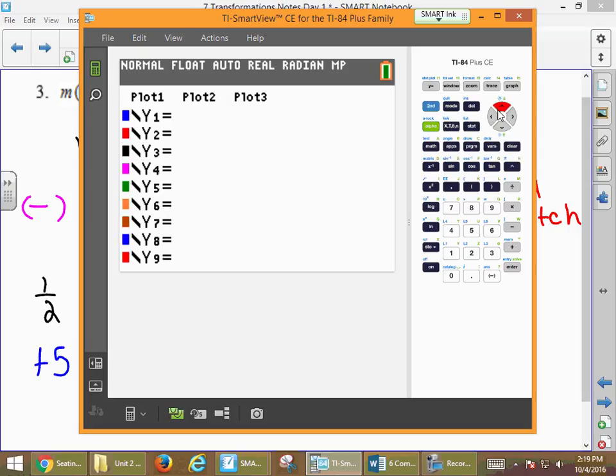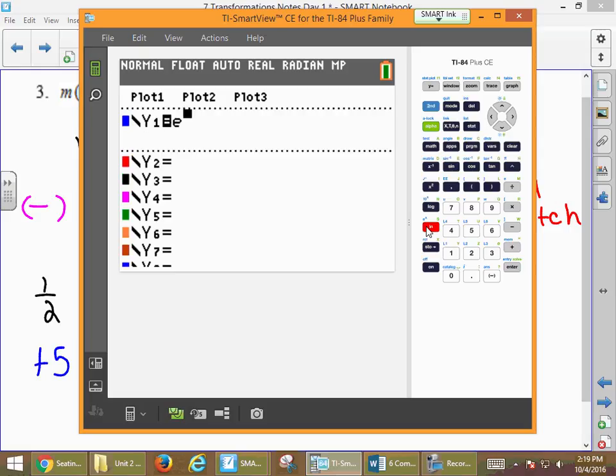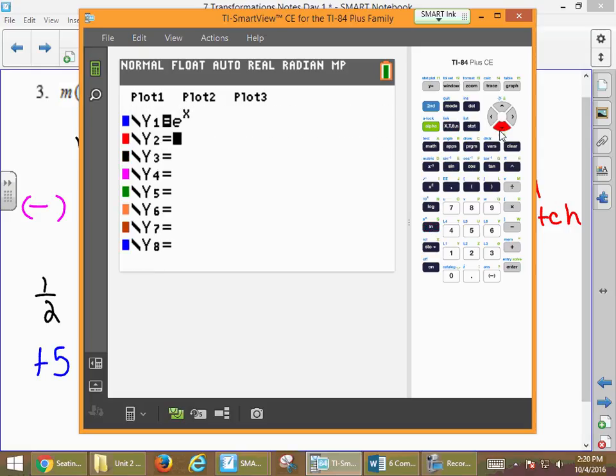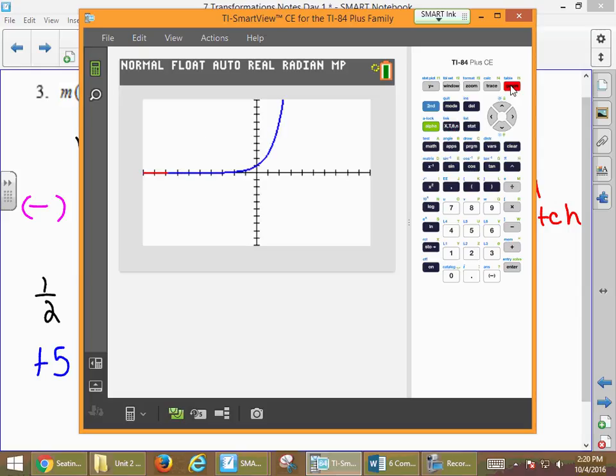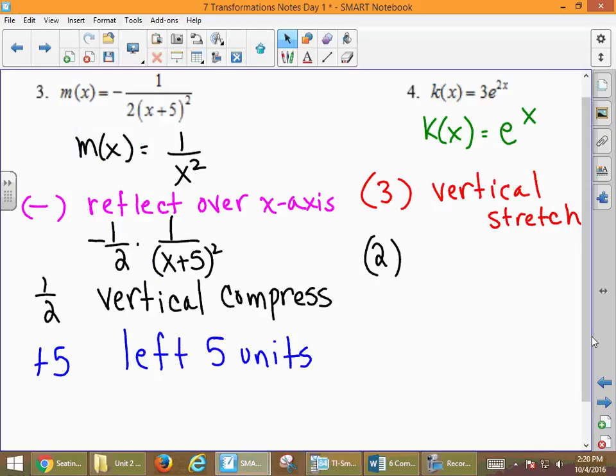So if we come back up here and we say, well, here's e to the x. And I don't need to put the 3 in there because we know what the 3 does. It's what does that 2 do? So if we go second e to the x to the 2x, and we graph this. So here's our e to the x function. What do you think that 2 did for our function? Because we started here, and then we went in. We actually horizontally compressed that.